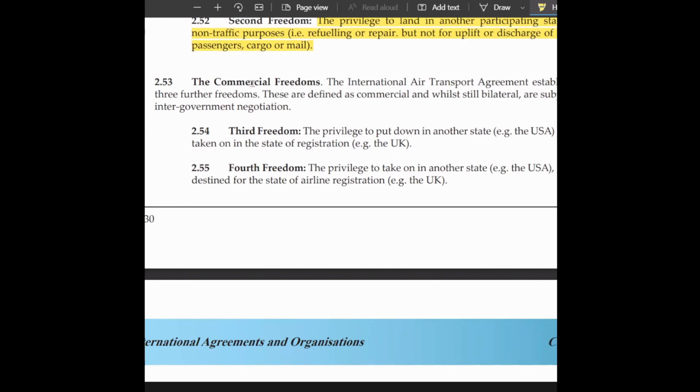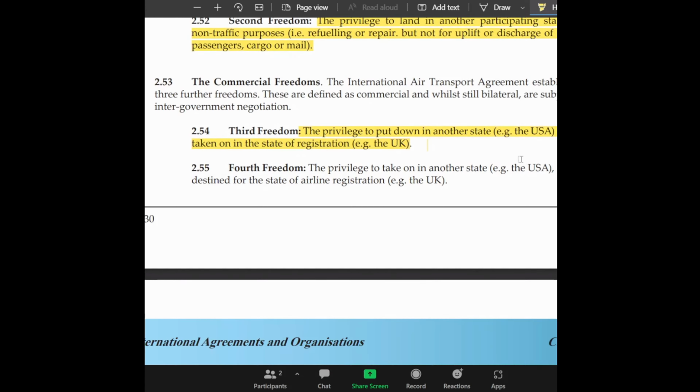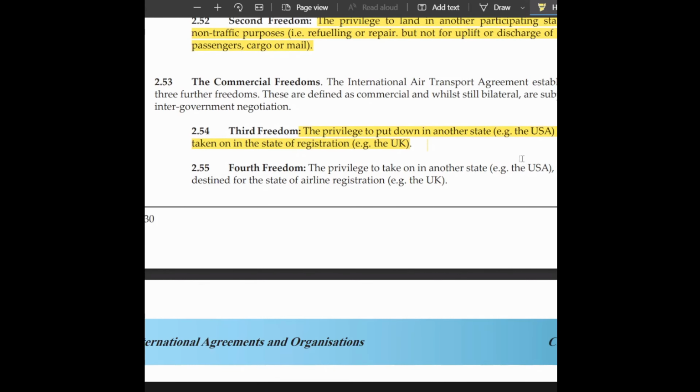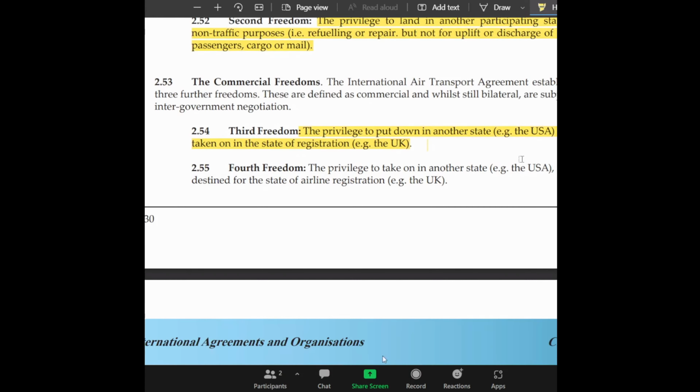Now, the commercial freedoms. The third freedom is the privilege to put down in another state traffic taken on in the state of registration. Third degree of freedom is basically, you have taken off from, let's say, China.